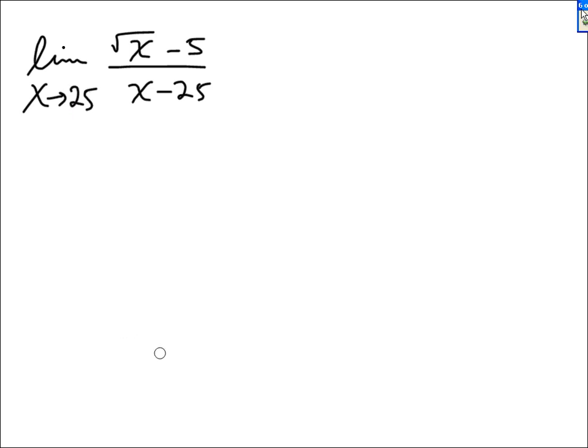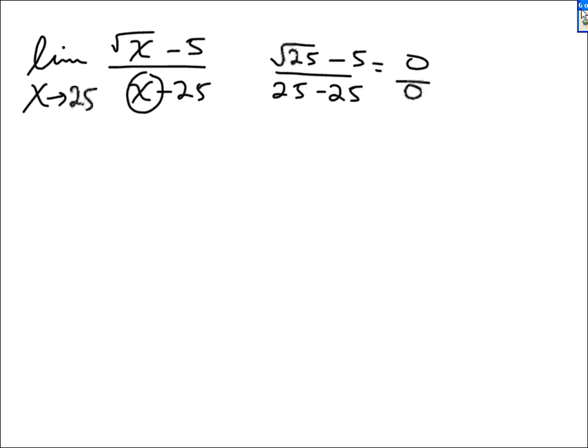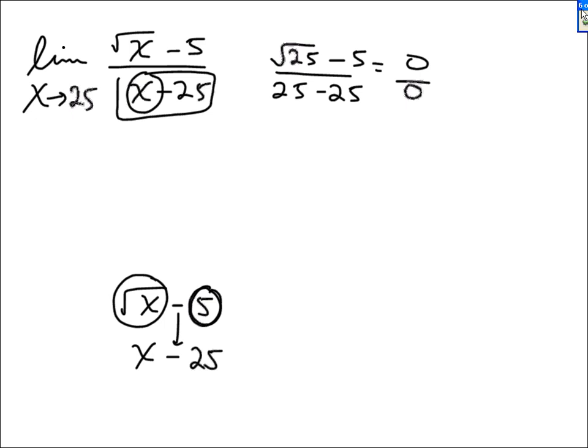Nonetheless, when we substitute in, we get the square root of 25, which is 5, minus 5, which is 0, divided by 25 minus 25, which is 0. So we need to do something. Now, if you look at the numerator, if we square the square root of x, we get x. And if we square the 5, we get 25. Exactly what the bottom is.